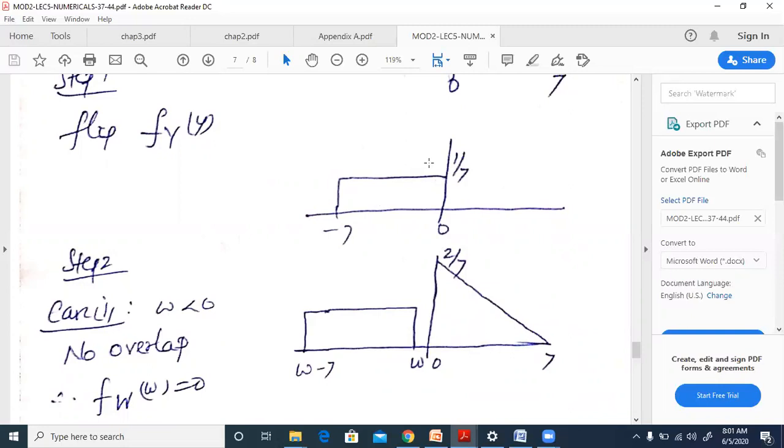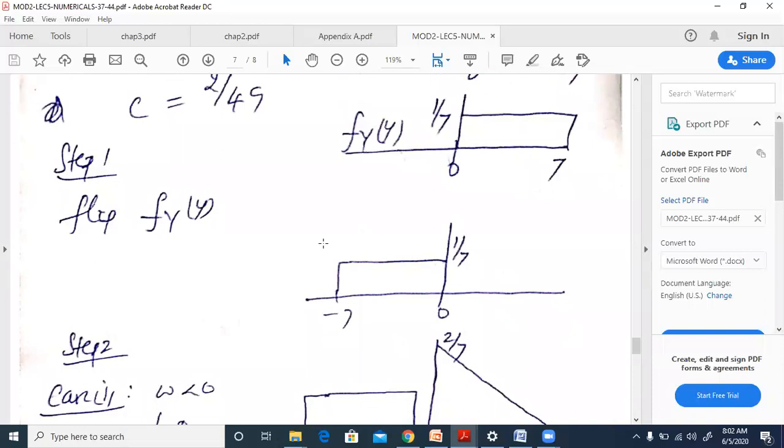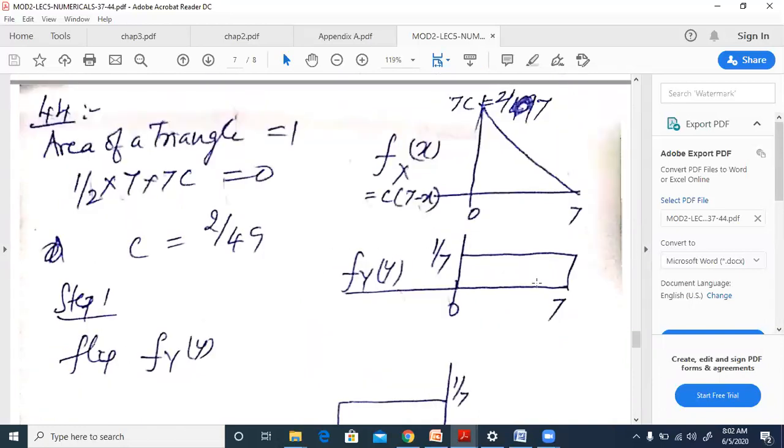0 gets to w, and minus 7 will go to minus 7 plus w, that is w minus 7 over here, and 0 will go to w. So from w minus 7 till w will be the values for the f(y), which is uniformly distributed between 0 to 7. Area should be equal to 1, so therefore magnitude is 1 by 7.